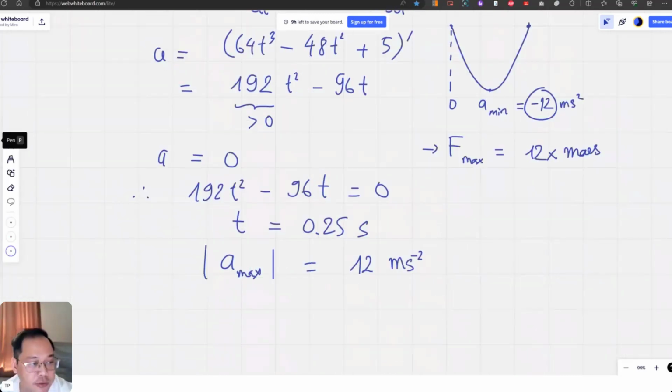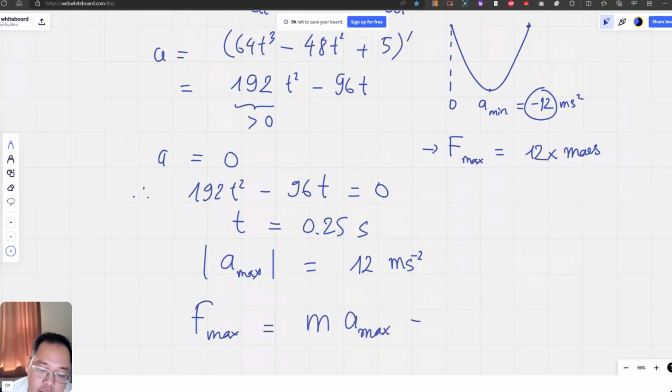So the maximum force is the mass times this maximum acceleration. The mass of car A is 1,000 kilograms, times 12. So that results in 12,000 newtons.